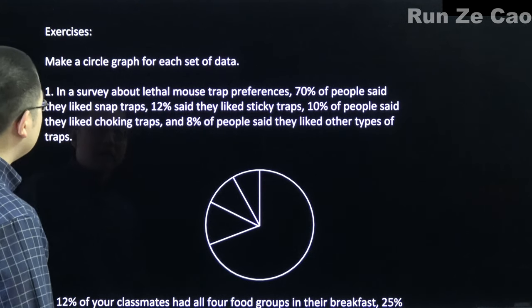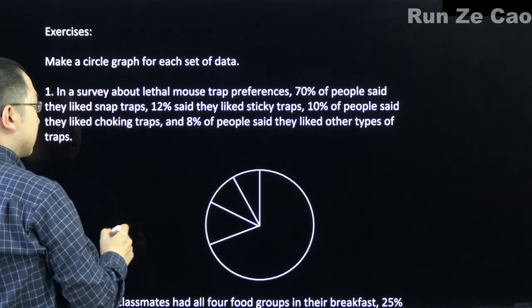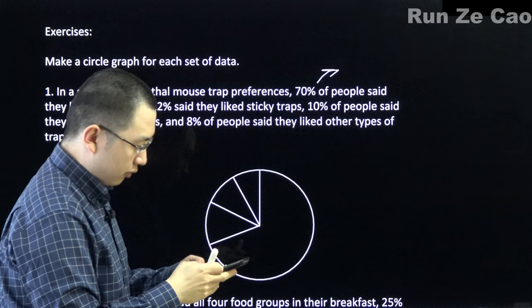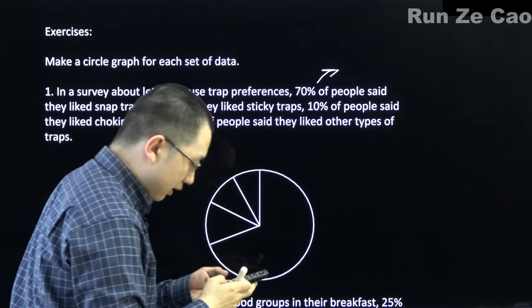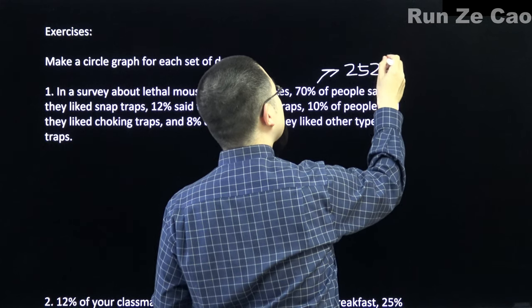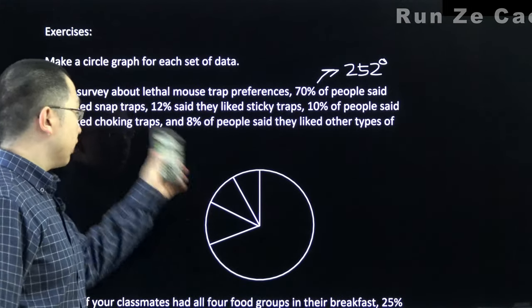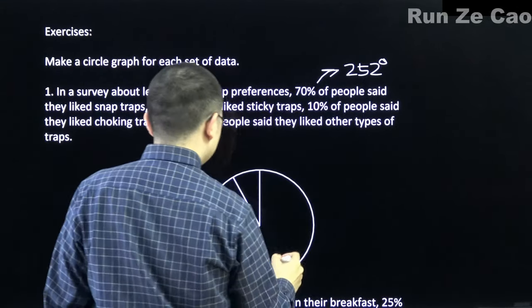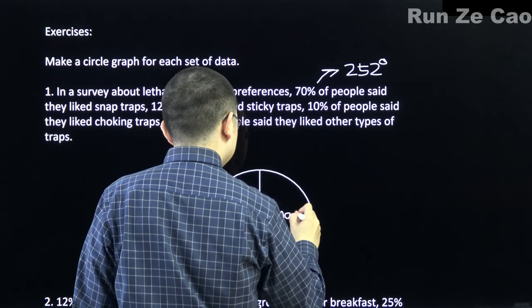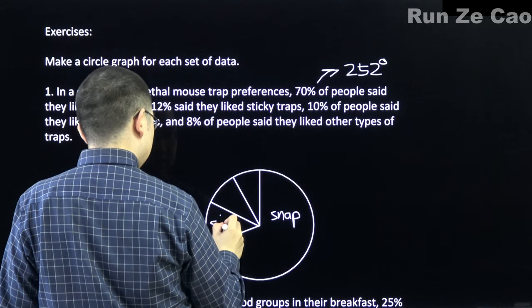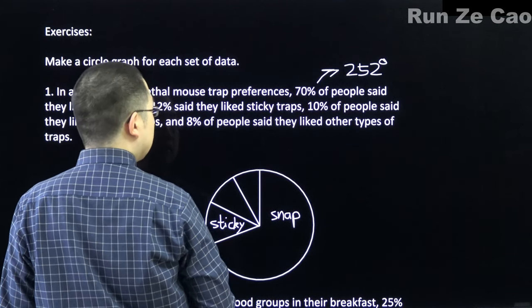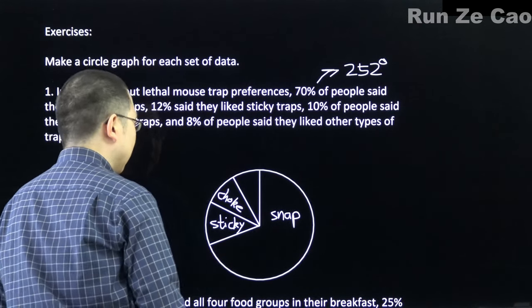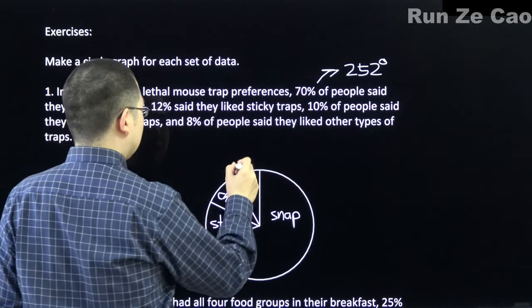Anyway, 70% said they like snap traps. So you would take the 70% and convert this to an angle. So 0.7 times 360 is 252 degrees. You would plot it out and you would repeat this for all the others. So once you do that, you label your graph: snap traps, and this is sticky. 10% says they like choking traps. Note that I abbreviated it slightly. And then the rest were other.